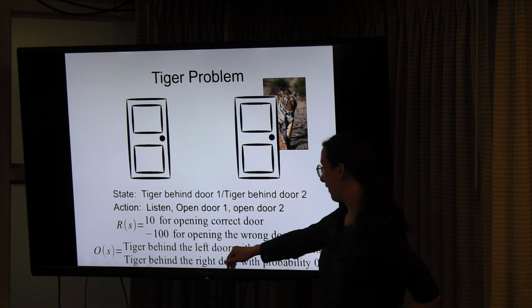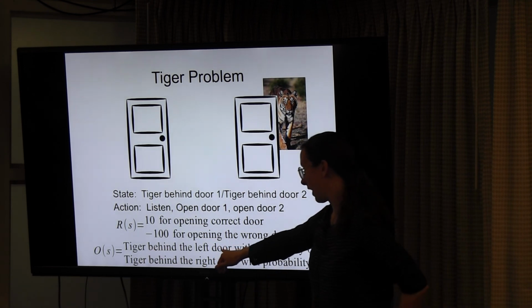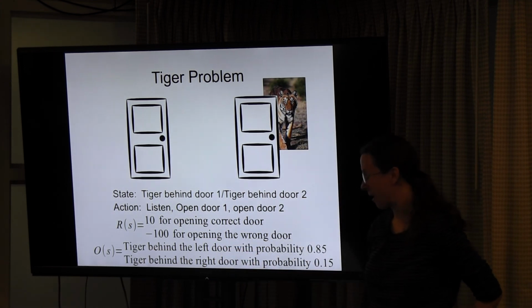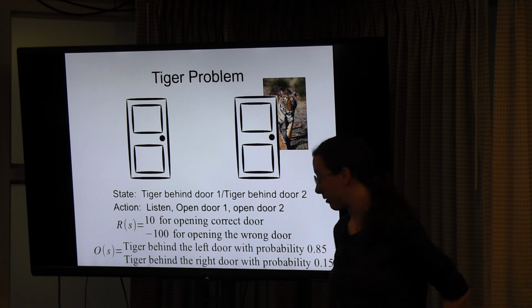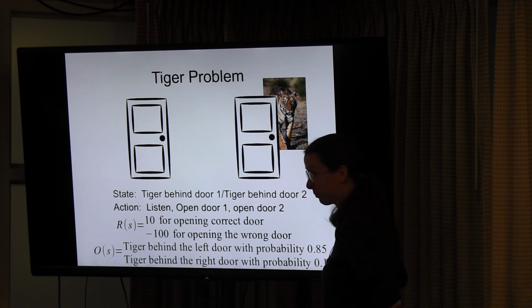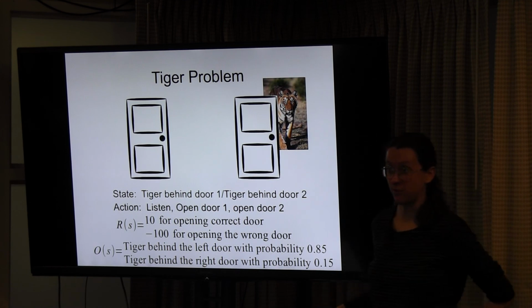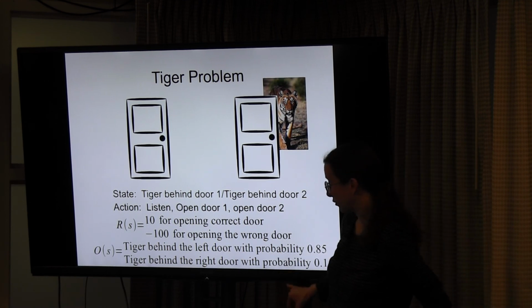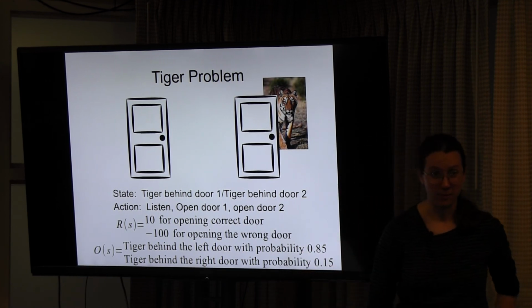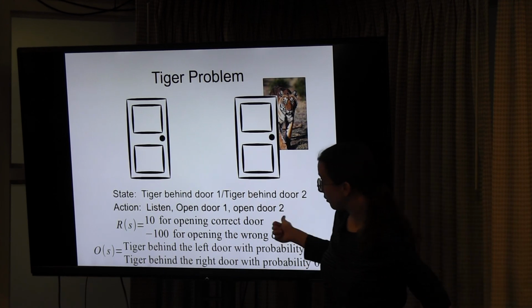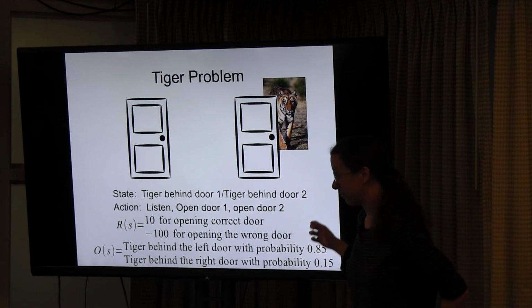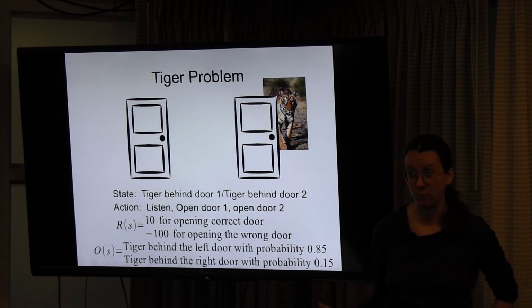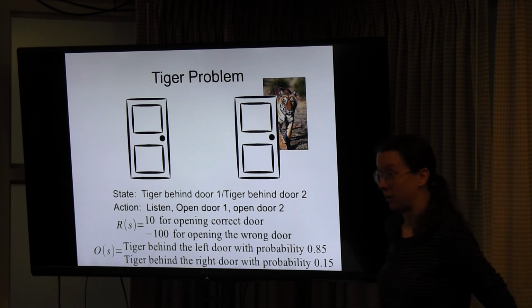If the tiger's behind the left door, we're going to get the observation that the tiger's behind the left door with probability 0.85, and the observation that it's behind the right door with 0.15. If it was really behind the right door, it would be the other way around. We can choose to listen, and if we don't listen, we get either observation with 0.5. We don't get additional information about where the tiger is.